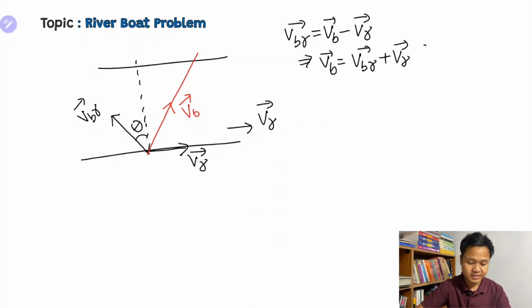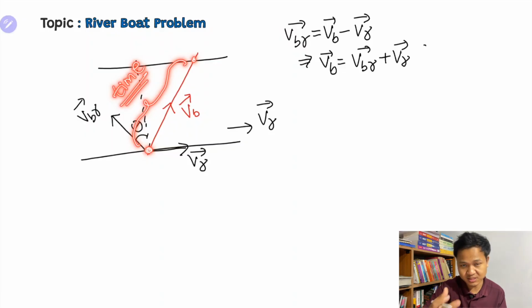Now, if you're sitting on the ground and looking at the actual path of the boat, it is VB. So that means if the boat goes like this, here the time taken is one thing. A question can be asked here: how much time is taken?